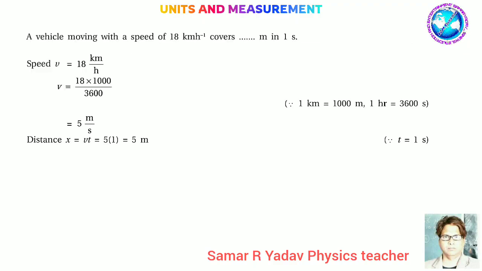A vehicle moving with a speed of 18 km per hour covers dash meter in 1 second. Speed V is equal to 18 km per hour. V is equal to 18 into 1000 upon 3600, which is equal to 5 meter per second. 1 kilometer is equal to 1000 meter, and 1 hour is equal to 3600 second. Distance x is equal to Vt, which is equal to V into 1, which is equal to 5 meter.